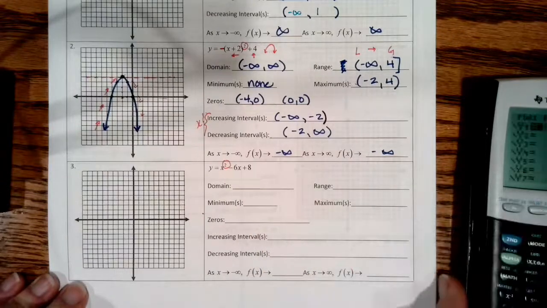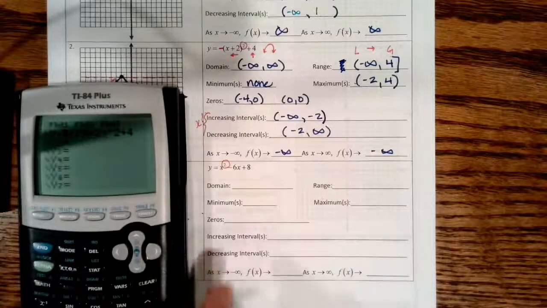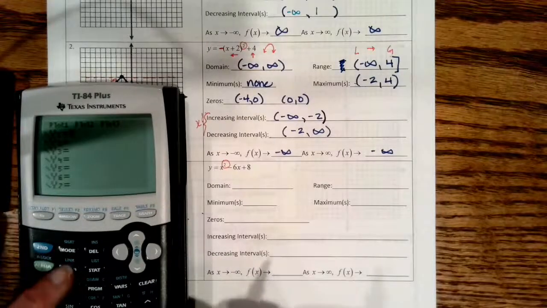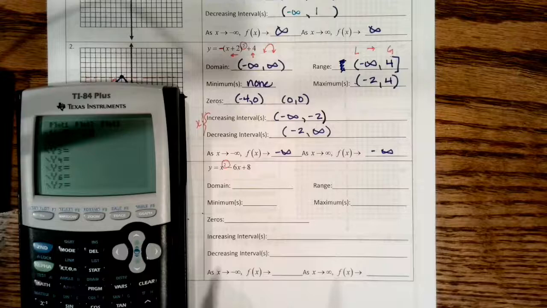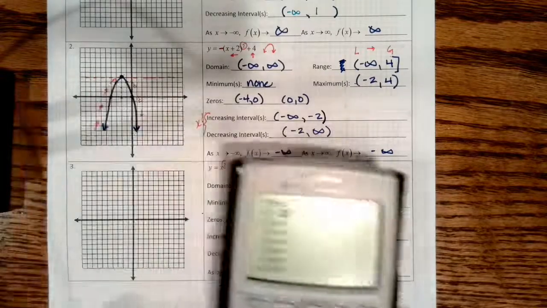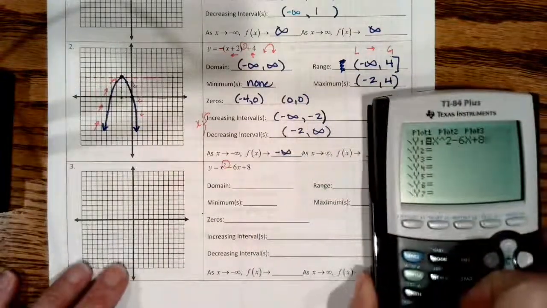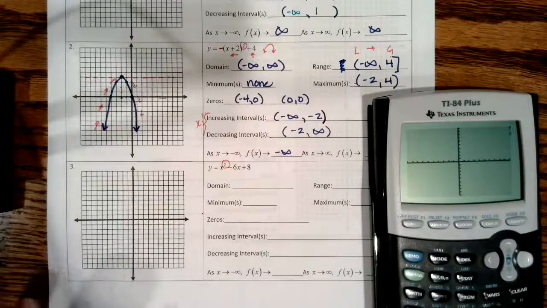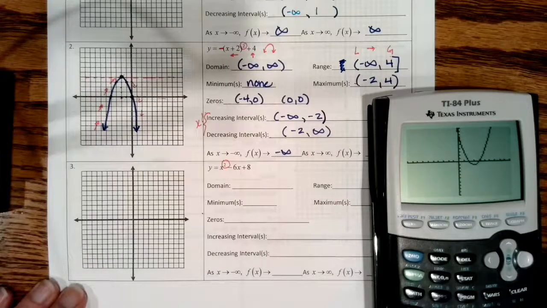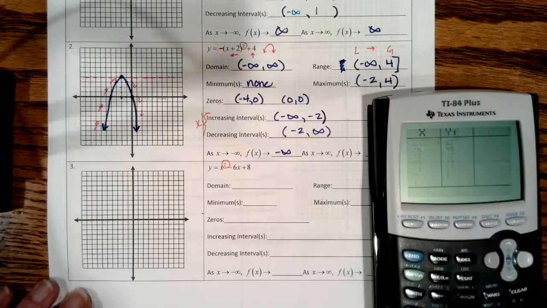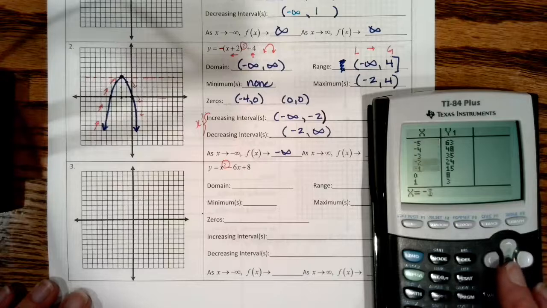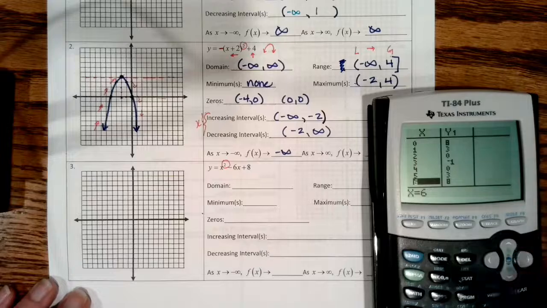I can enter it into my graphing calculator, and I can go ahead and say x squared minus 6x plus 8. All right, so I can enter that into the graphing calculator. I can look at a picture of the graph, and I can see it's going to have a couple places it crosses the x-axis. I can go to that table of values, and I can see that symmetric nature of the graph.